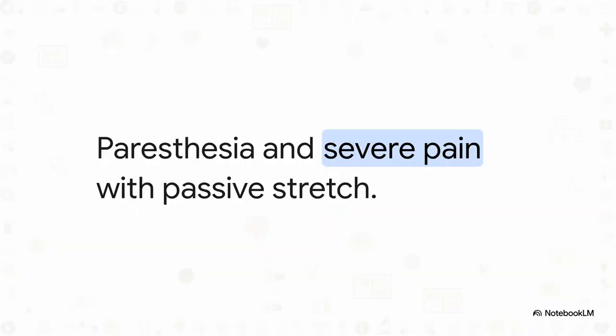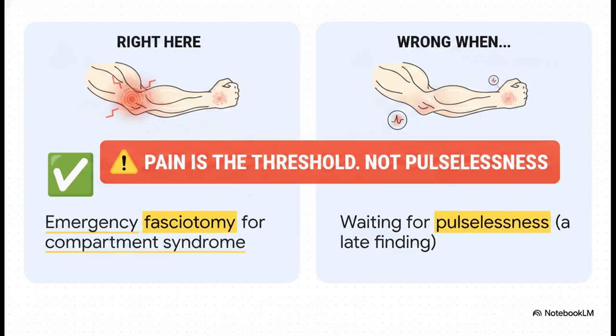On to Case 6. A patient has lower extremity trauma. They report paresthesia and severe pain with passive stretching of the muscles. The best next step, immediately, is an emergency fasciotomy or compartment pressure measurement. The major clue is the pain out of proportion, specifically with a passive stretch. This is your diagnostic threshold for compartment syndrome. Now, don't fall for the distractor of waiting for a loss of pulses. Pulselessness is an uncommon, very late finding. It is not a diagnostic threshold.